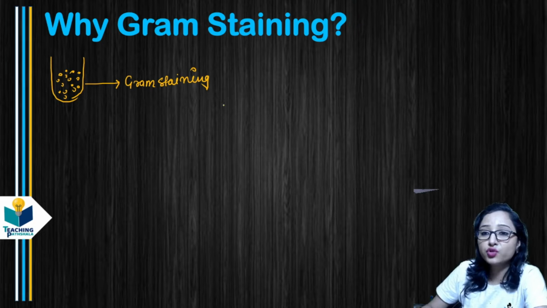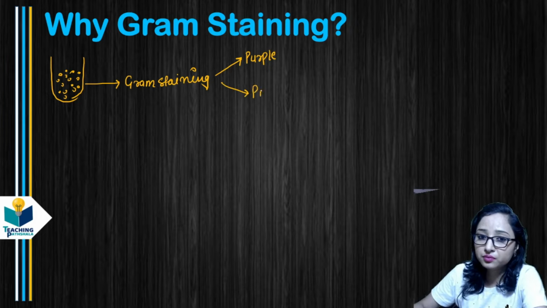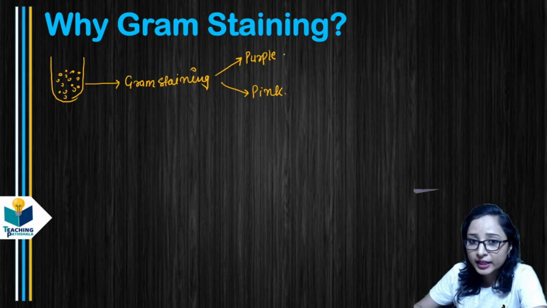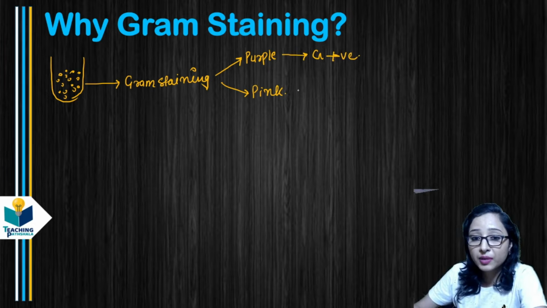This gram staining will give you two results. The final result will be either in a purple form or in a pink form. So by observing the final result, if you are getting a purple stain, that means your particular tube or sample has gram positive bacteria. But if you are getting a pink color stain under the microscope, you will say that this particular media has gram negative bacteria, right?